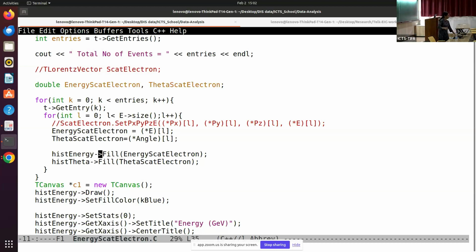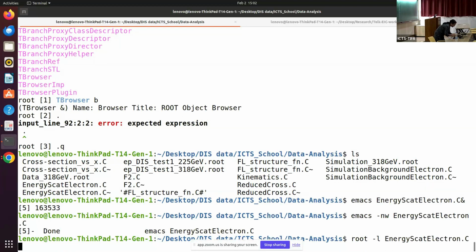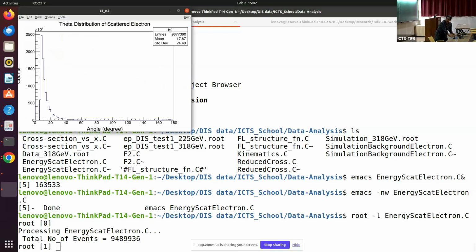That's the idea. Now if I close this, how do I run this macro? I have to write in my terminal, on the command line, root -l and then the file name, energy scat electron dot C, and press enter. It will take a little bit of time. If you don't want to run it for a long time, there is a way out. You will get two histograms.